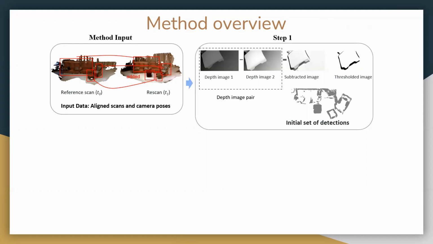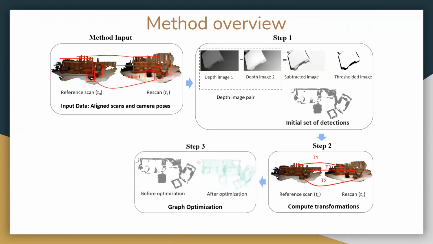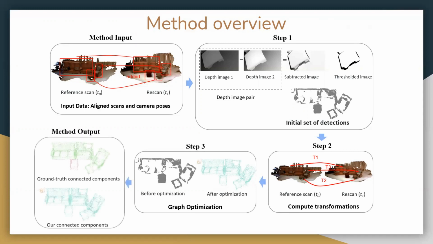To this end, all the transformations induced by moving objects should be computed. When the rigid transformations are calculated, change is propagated through a graph optimization on a supervoxel representation of the scene. Connected component analysis is then applied to form the final object.